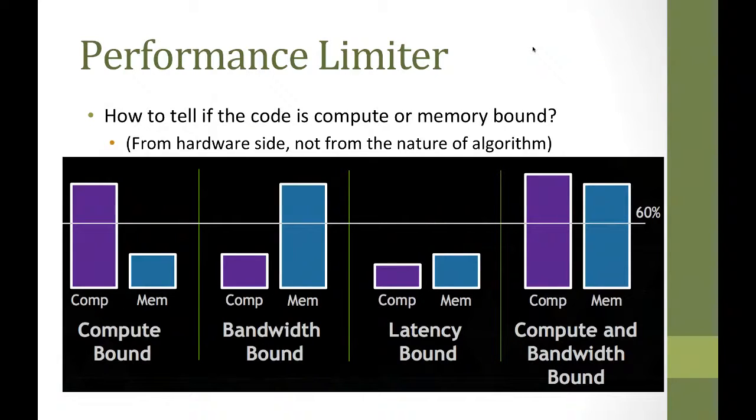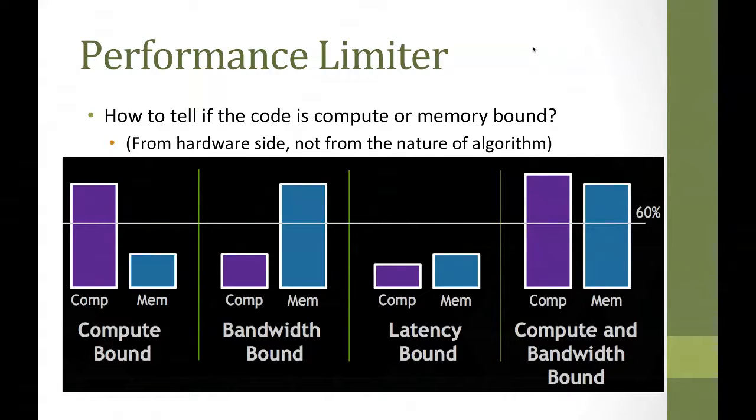But this graph is only from the hardware side. It's not from the nature of the algorithm. Because if you got a latency bound like this, it doesn't mean your program is memory bound, even if you have a higher memory utilization. Sometimes, just like what we saw before, remember the graph we saw before I switched to the slides, the compute utilization is higher than the memory utilization, but actually my code is memory bound. It's not compute bound, even though it shows a higher compute utilization.